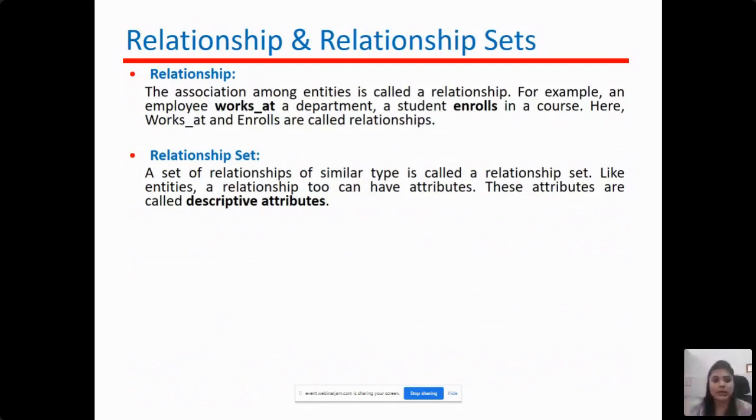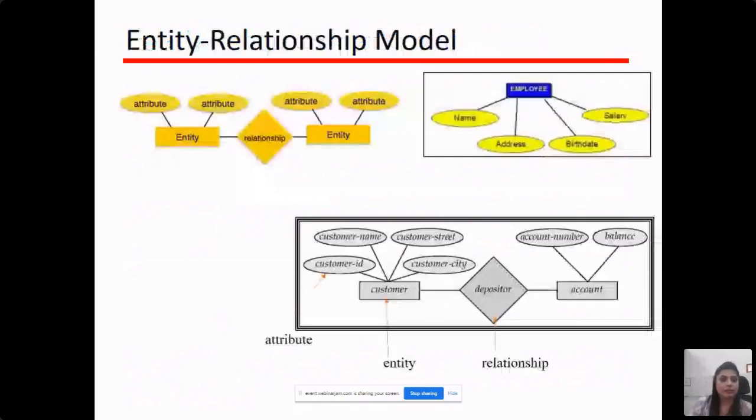And relationship set. A set of relationships of similar type is called a relationship set, and these are also known as descriptive attributes. Now, here you will see the entities and the relationship, how they are represented. Entities are represented by a rectangle box, attributes in an oval shape, and relationship is represented by a diamond. These are the specifications which we should know, because this is how we are going to represent an ER diagram everywhere. So these are the standard things defined for the ER model.